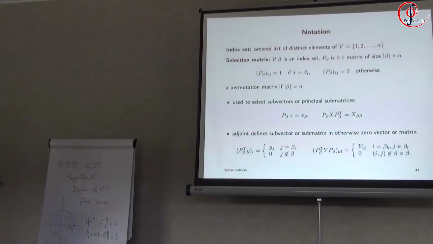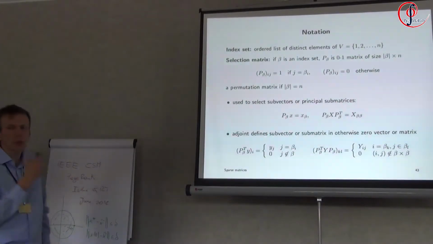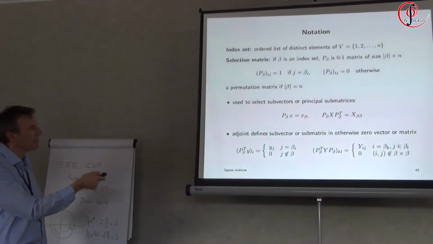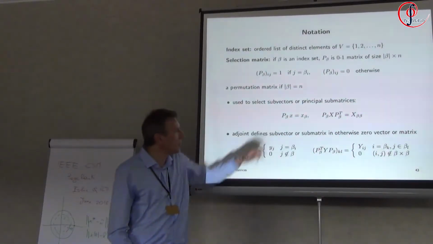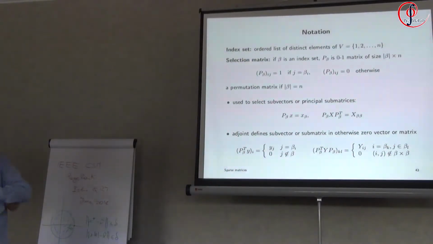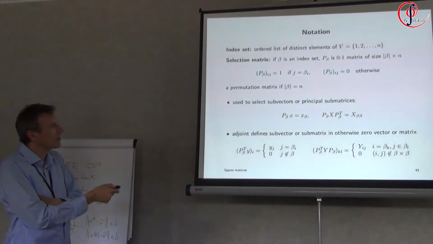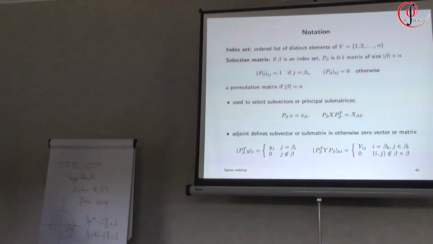So some notation. When I say index set, I mean an ordered list of distinct elements. It's an index set to describe subvectors or submatrices. We'll use this notation: if beta is an index set, then P beta is a 0,1 matrix that picks out that subvector from vector x. So multiplying a vector x with this selector matrix P beta just picks out that subvector. It's a matrix that has just zeros and ones in the right positions to have this property. And if you apply it to a matrix, it picks out a principal submatrix with the rows and the columns indexed by beta.